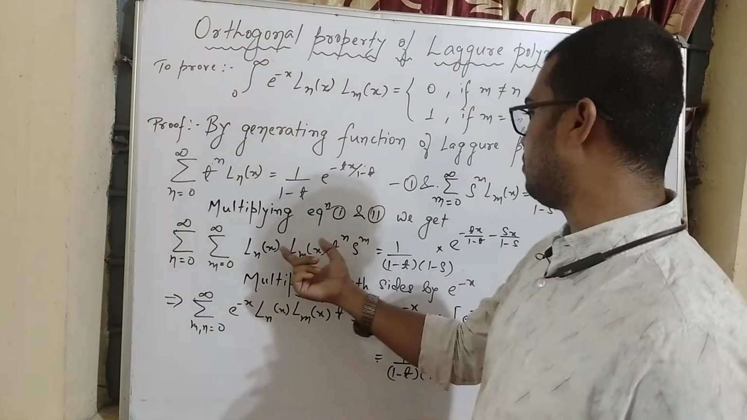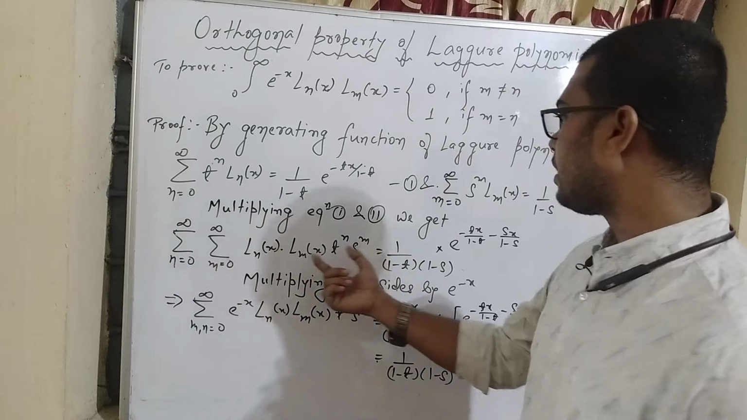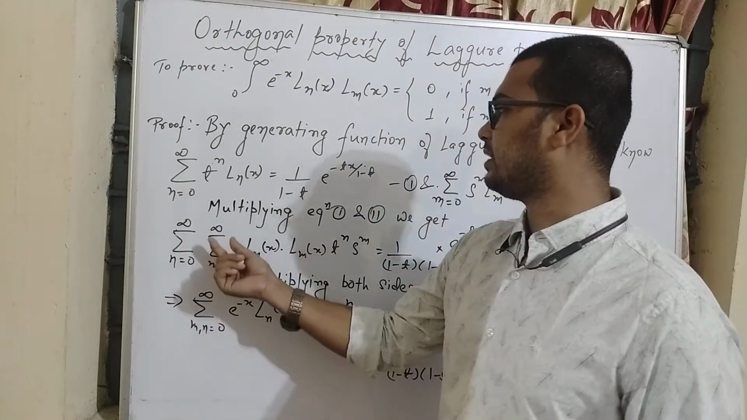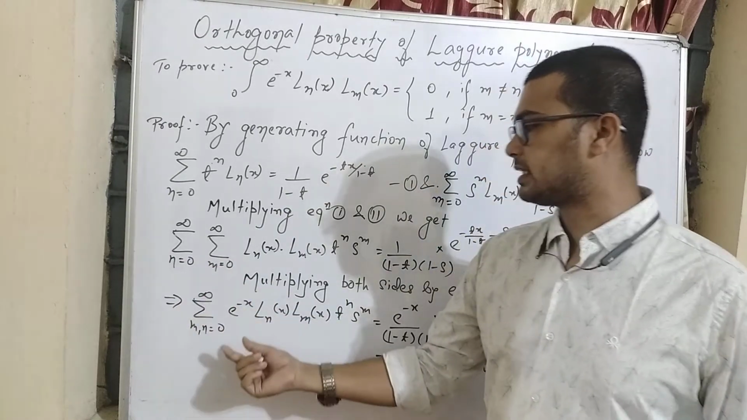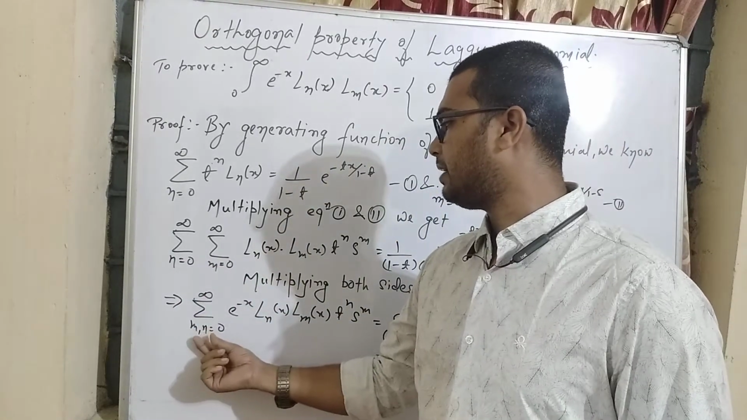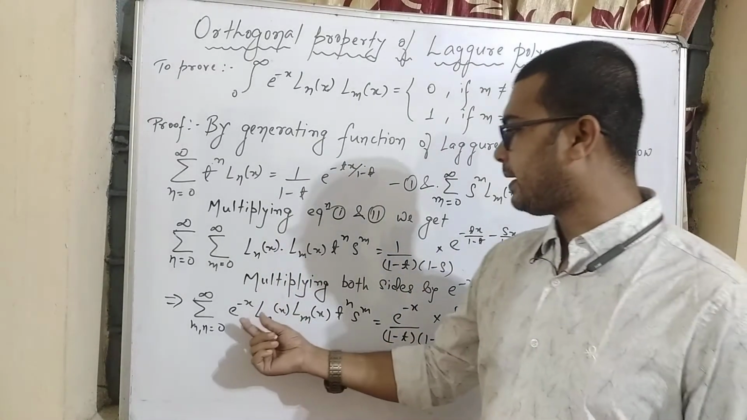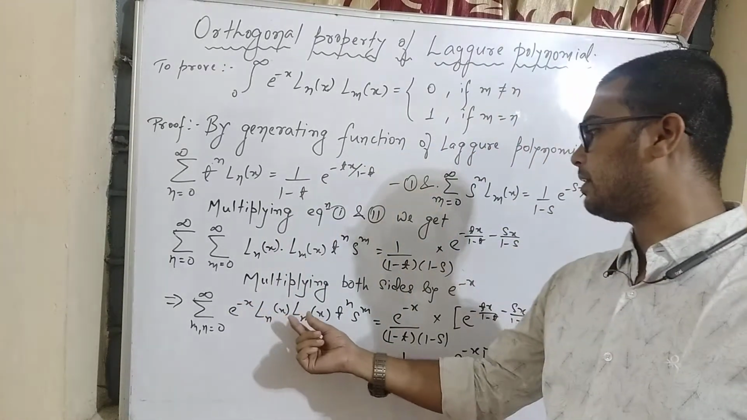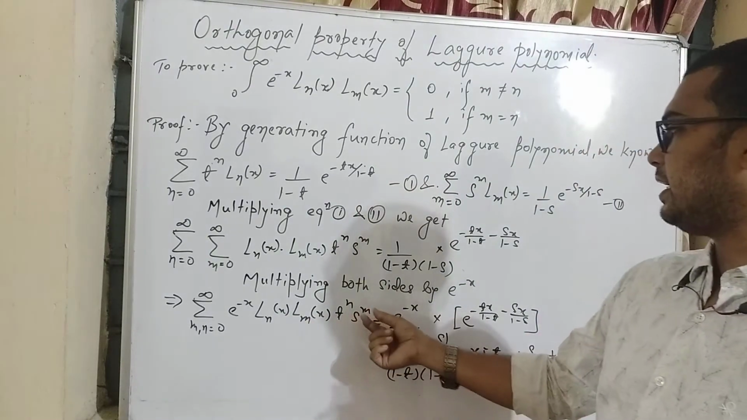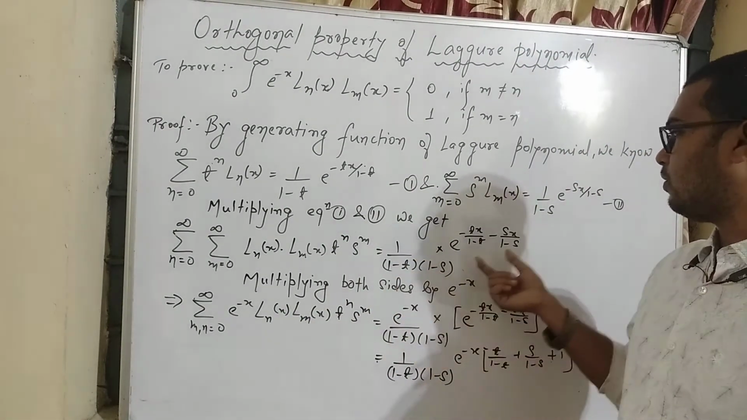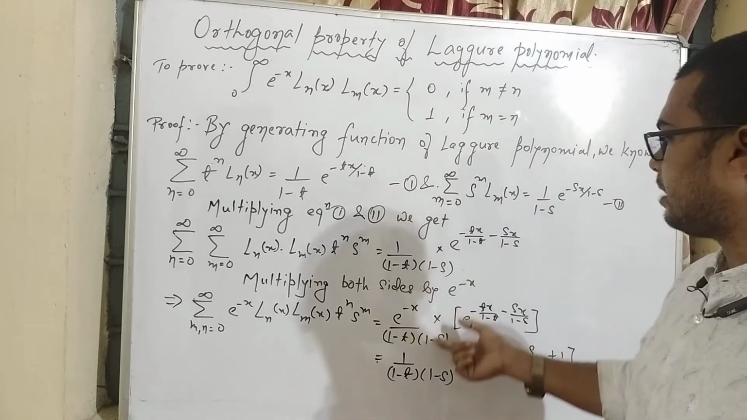Now we'll multiply both these sides by e to the power minus x, and since the summation runs from 0 to infinity for both m and n, we'll take a single summation. Summation over m, n goes from 0 to infinity, and we have multiplied both sides by e to the power minus x. So e to the power minus x Ln(x) Lm(x) t to the power n s to the power m is equal to e to the power minus x, and all the same terms will come down.